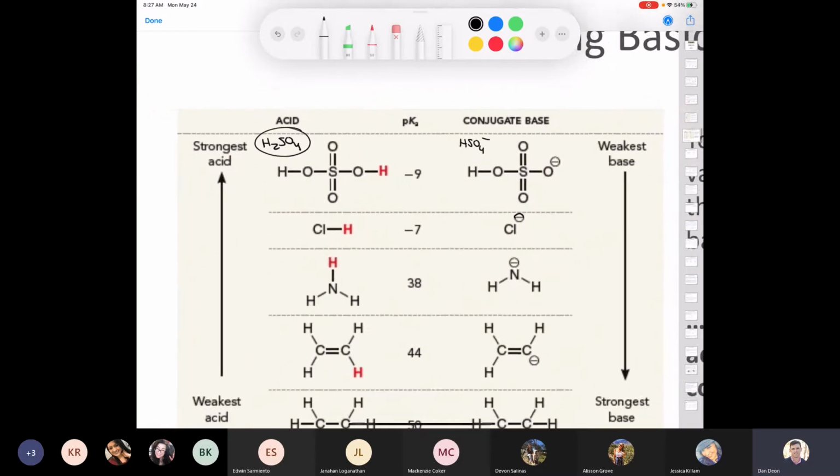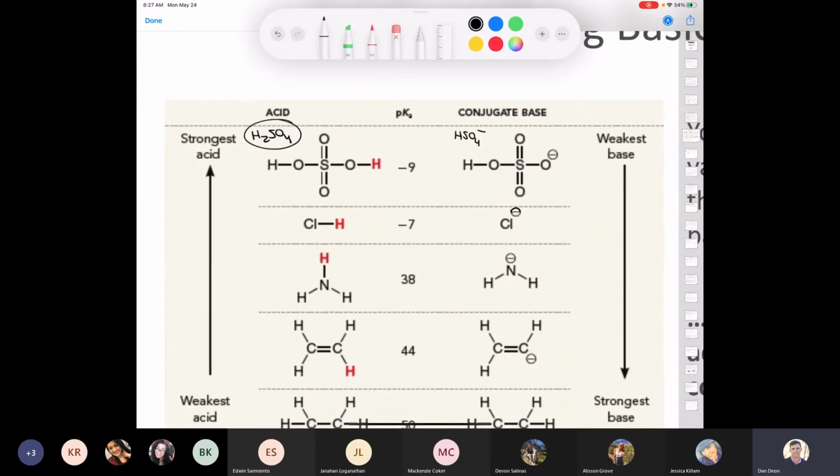Now, you can just memorize and say, okay, well, the stronger the acid, the weaker the conjugate base. Yeah, that makes sense to me. But why is this such a weak base? What's the purpose of a base? Remember that a base was a proton acceptor? So if we think about how badly this hydrogen sulfate ion wants to accept a proton, it must be really indifferent. It must be like, meh, I don't care about picking up a proton. Why? Because it's so stable.